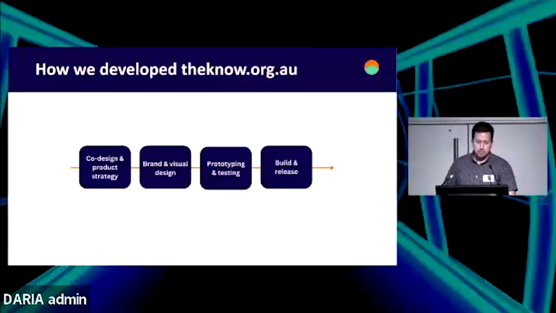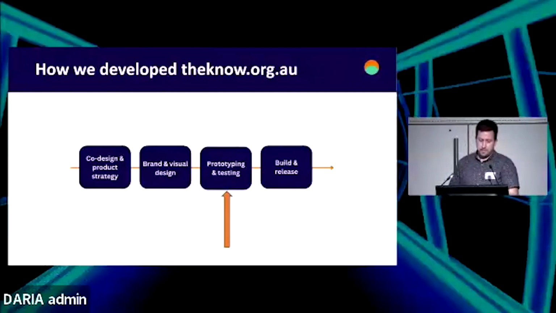And we went through a pretty standard kind of process of digital product development for this, starting off with a co-design process, going through branding, visual design, prototyping and testing, and build and release. And I'm going to focus on the evidence gathering, insight gathering, prototyping and testing, because that's where all the assumptions you have about how your website's going to work come up against real people. And I want to talk about some of the methods and tactics we use to make those decisions in a shorter time frame.